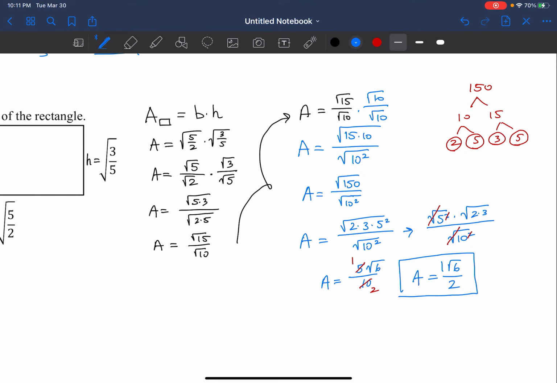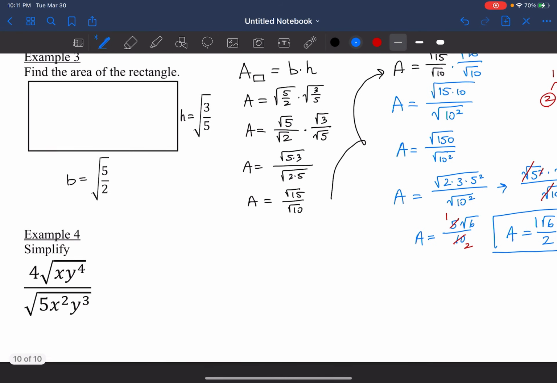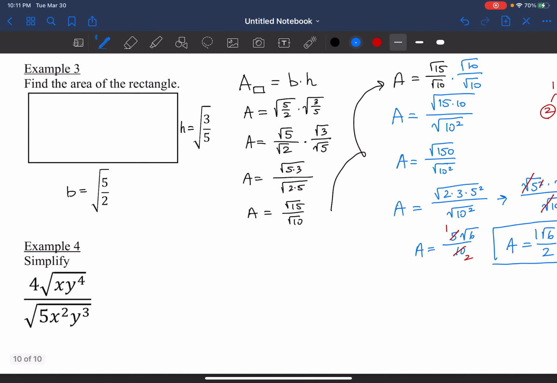All right, our last example, example number 4. We are asked to simplify 4 times the square root of x times y to the 4th all over the square root of 5x squared y cubed. Personally, the variables are easier to work with than the actual numbers. In this case, the numbers 4 and 5 are already prime, or 4 is already outside. So all I'm going to have to worry about is the variables.